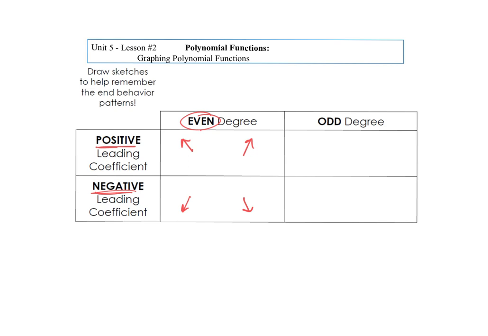Okay, now let's talk about what happens if we have an odd degree. Odds always end opposite, and I like to remember it that way because it's like our alliteration. They both start with O.